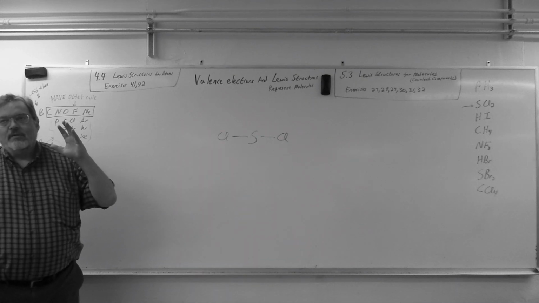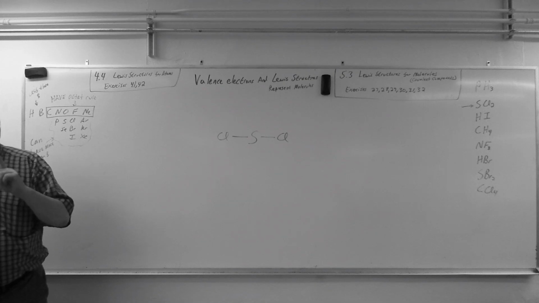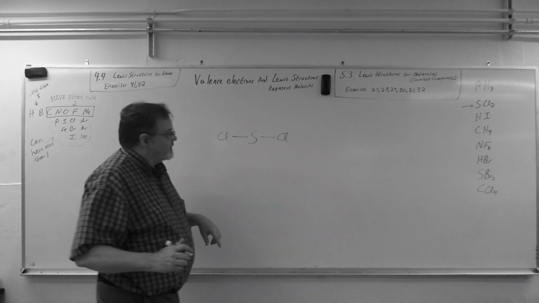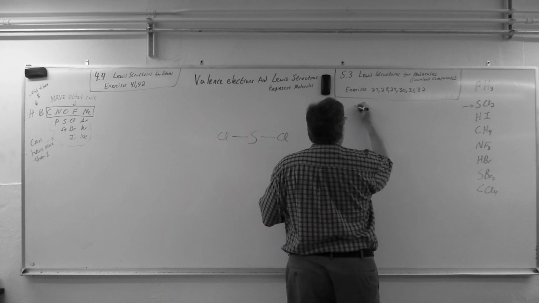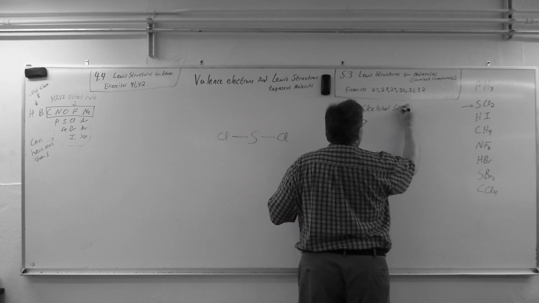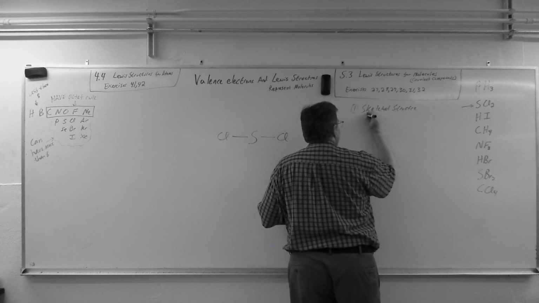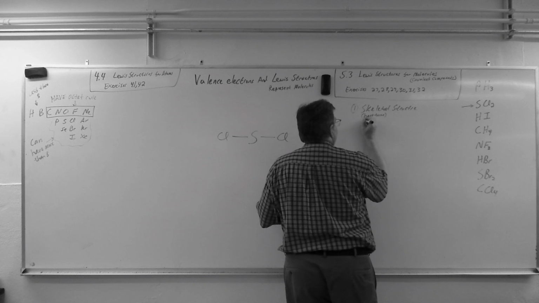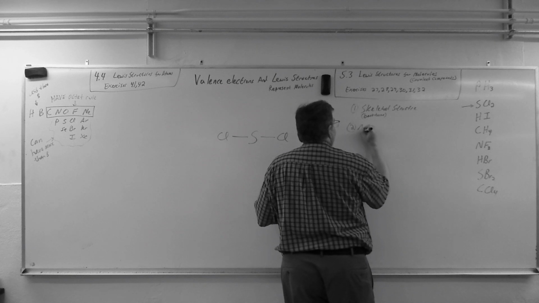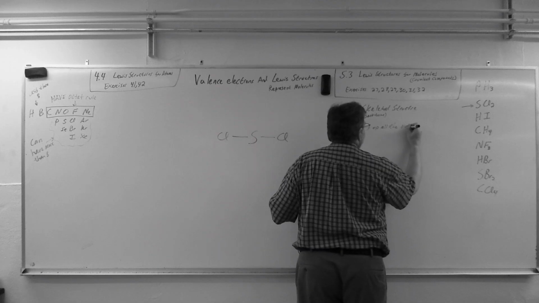Okay, here's how you start. Assume you've got the skeletal structure. That's rule number 1. Rule number 2 tells you, start with the skeletal structure. I call it the backbone a lot, so consider that a synonym. Number 2, add up all the valence electrons.